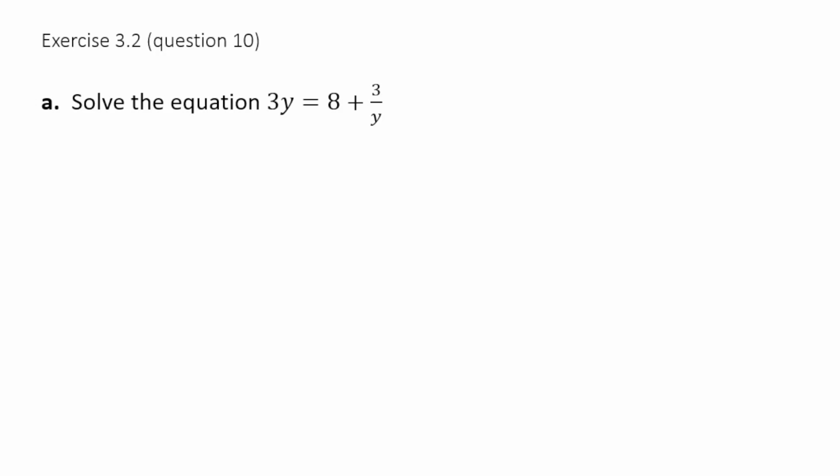Now, the key to doing this is to understand that if we multiply through by y, we can actually convert this into a quadratic equation. So just watch. If I multiply the left-hand side by y, I get 3y squared. If I multiply the right-hand side by y, I get 8y plus 3. A little bit of rearranging onto the left-hand side will give me 3y squared minus 8y minus 3 is equal to 0.